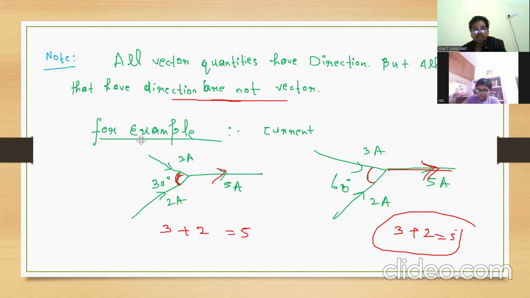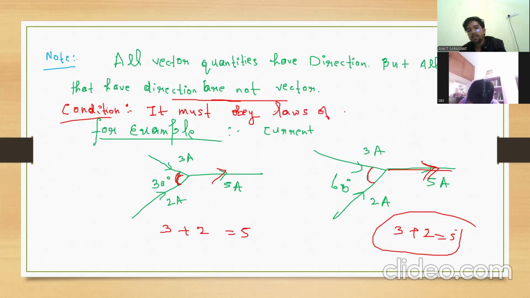So what is the condition for a physical quantity to be a vector? It must obey the laws of vector addition. Now, write down the heading: how to represent a vector. Representation of vector.